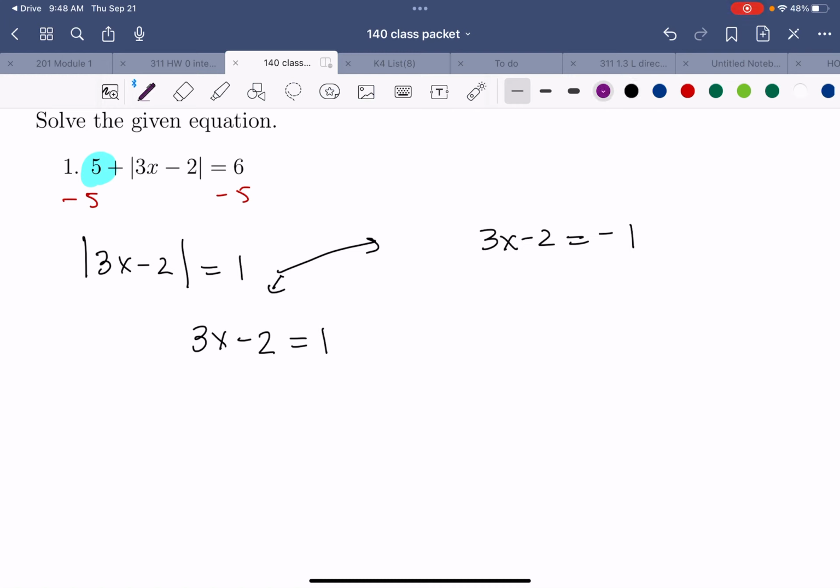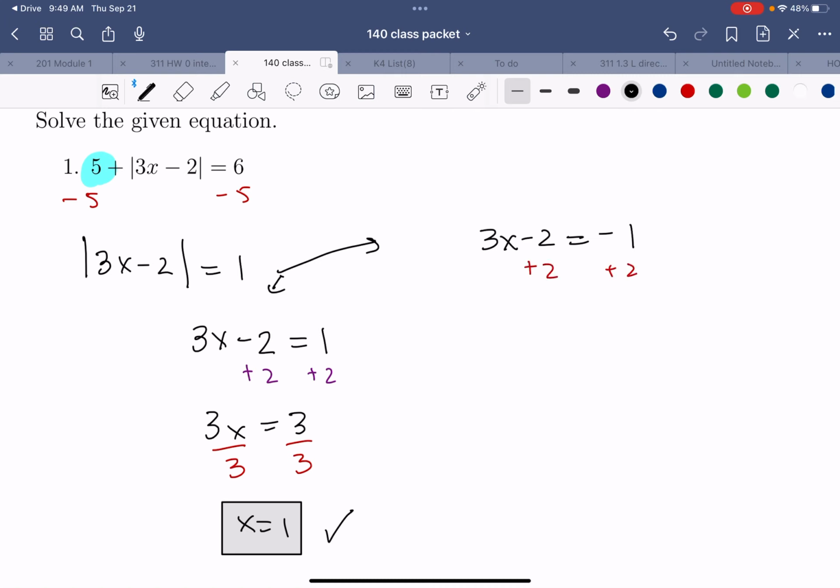So I'm going to add 2 to get 3x equals 3, and divide by 3 to get x equals 1. Okay, we can check to see if that works. When you plug it in, 3 minus 2 is 1. Absolute value of 1 is 1, plus 5 is 6. So that works. Check.